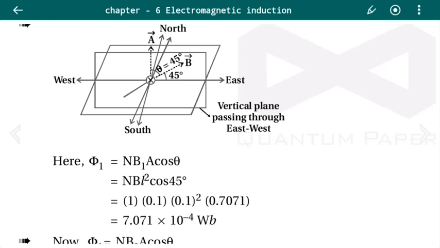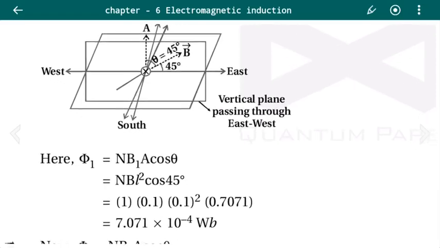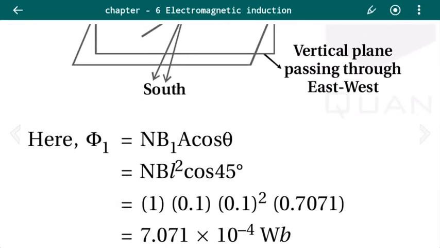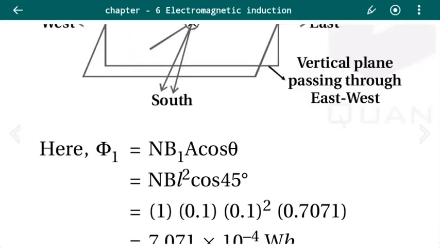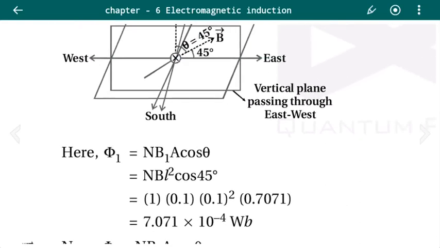And here the value of B1 is 0.1. We are using a single loop, so N stands for number of turns, which is 1. Magnetic field value is 0.1. Here area is the area of the square loop, and for a square, area is length into length. So it is L square cos 45 degree. So NBL square cos 45 degree, we just need to substitute the values.